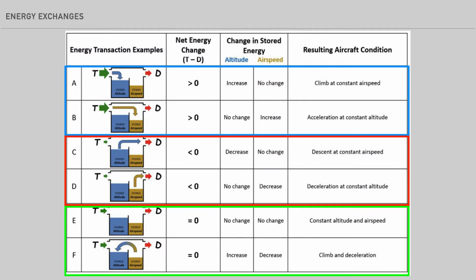Now let's begin to talk about the interplay between thrust, drag, airspeed, and altitude on the energy state of the airplane. This graphic displays some of the typical energy interactions which occur. The balance or imbalance between thrust and drag determines whether the total mechanical energy to the system, stored as altitude and airspeed, increases, decreases, or remains unchanged.